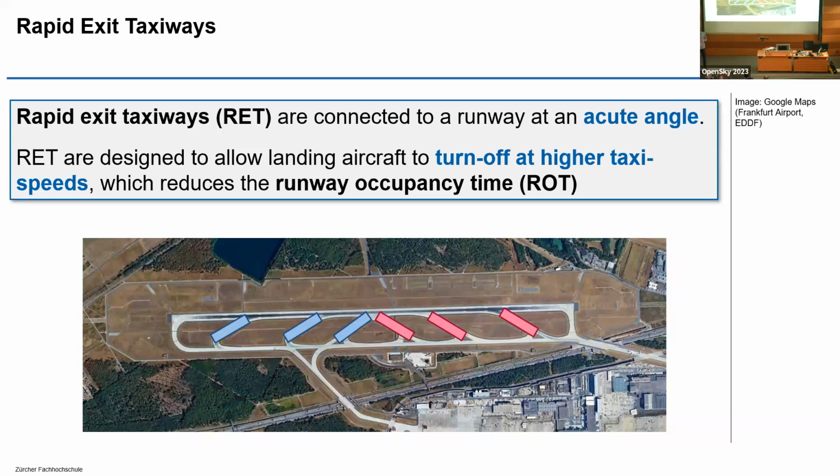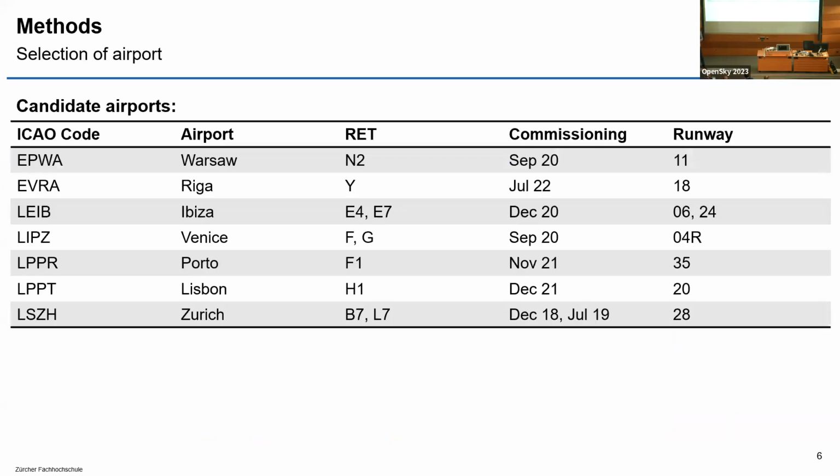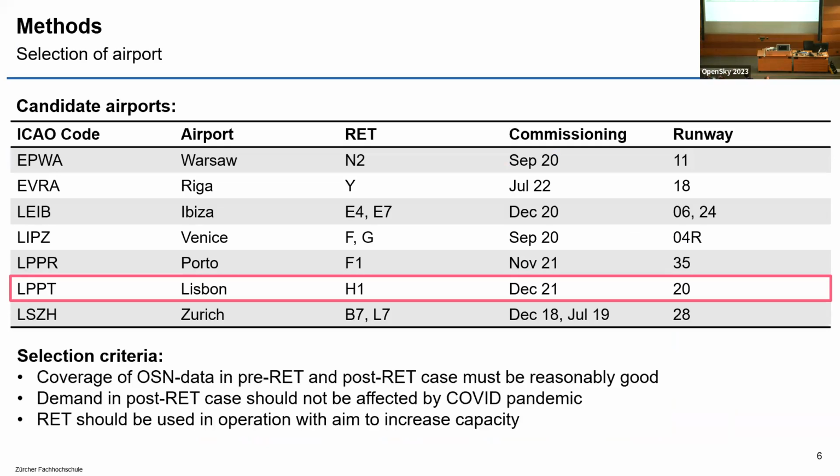And our goal was to measure it on the basis of OSN data. So how did we do that? Well, first of all, we had to find airports where we could measure such an effect in the first place. And we came up with this list of 7 European airports where a rapid exit taxiway has been added recently to the runway systems. And for these 7 airports, we had to apply certain selection criteria in order to pick one.